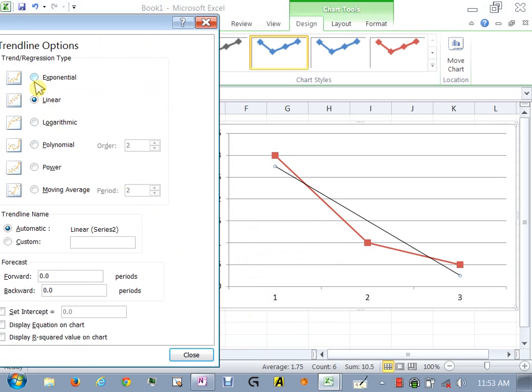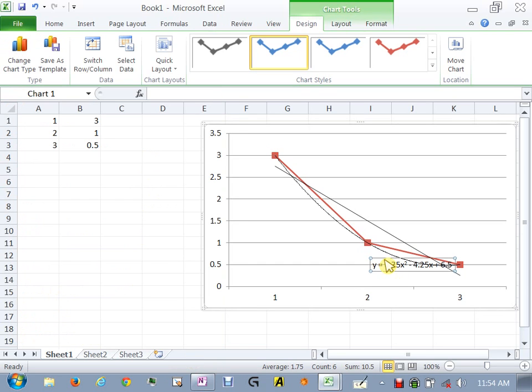I can have it try and fit an exponential function to it. There, it just fit an exponential function to it. I can have it try and fit a line to it. I can have it try a logarithmic function, a polynomial function, a power function. I'm going to do a polynomial. I'm going to try an order 2 polynomial, which is a quadratic function. Order 2 is, highest power is 2. And I'm actually going to display the equation on the chart.